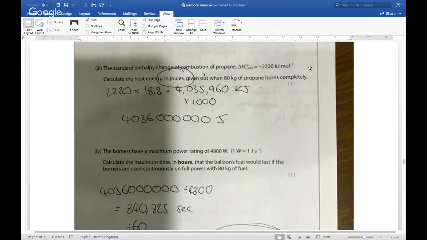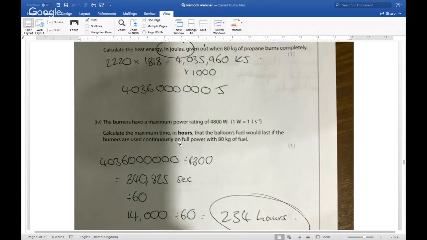Next, it said in the question that if you burn propane, it gives off 2,220 kilojoules per mole. It then said work it out in joules from 80 kilograms. So you take your moles, you times it by 2,220, you got 4 million something. Then that's in kilojoules, so then times it by 1,000 to put it into joules, and you're done.